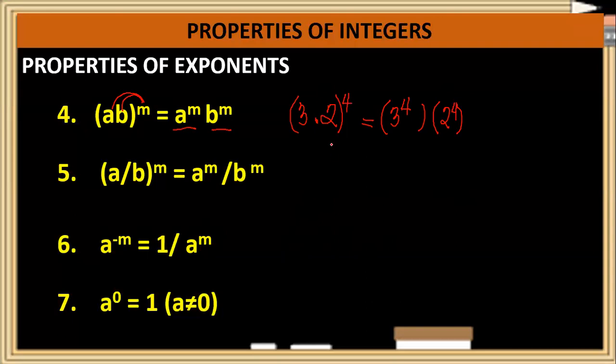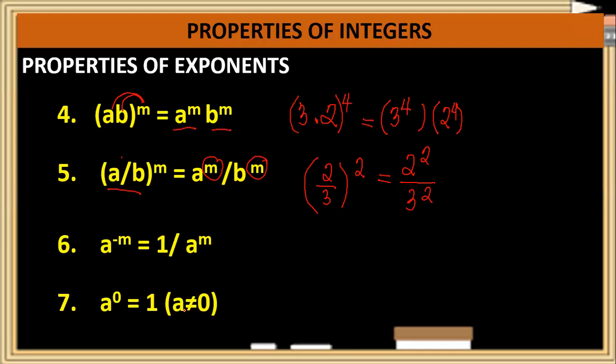Number 5 is the power of a fraction. When we have a fraction, it is similar to the power of product rule. Here, A is raised to m and B is also raised to m because they are inside the parentheses. For example, 2/3 raised to the power of 2 gives us 2 with exponent 2 over 3 with exponent 2 also. We just distributed it.